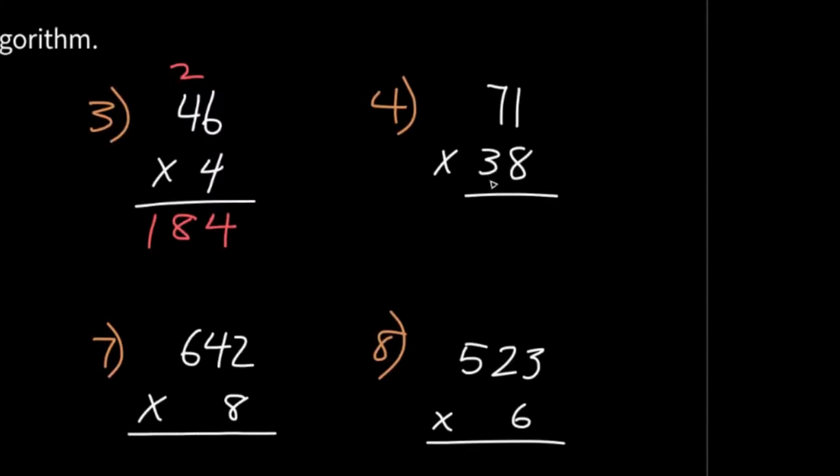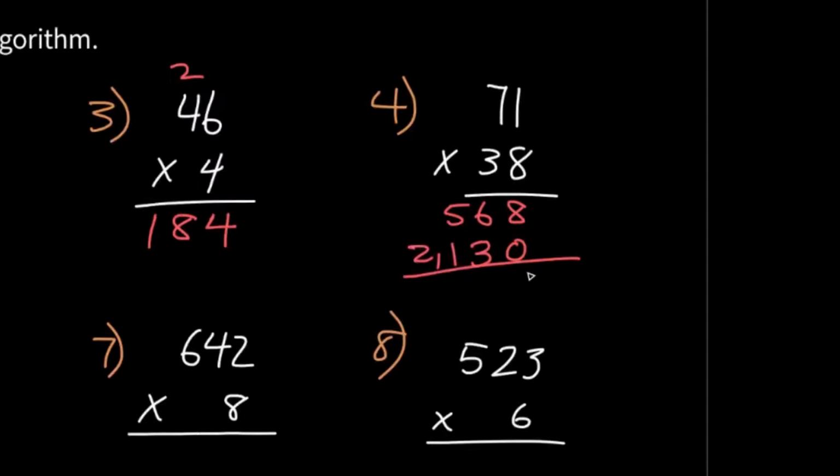Number 4, we now have 71 times 38. So now we have that extra 10. So let's start with the ones first. 8 times 1 is 8. 8 times 7 is 56. Now since we're multiplying by 30, we put a 0 here instead so we can multiply it by 3 now. So 3 times 1 is 3. 3 times 7 is 21.